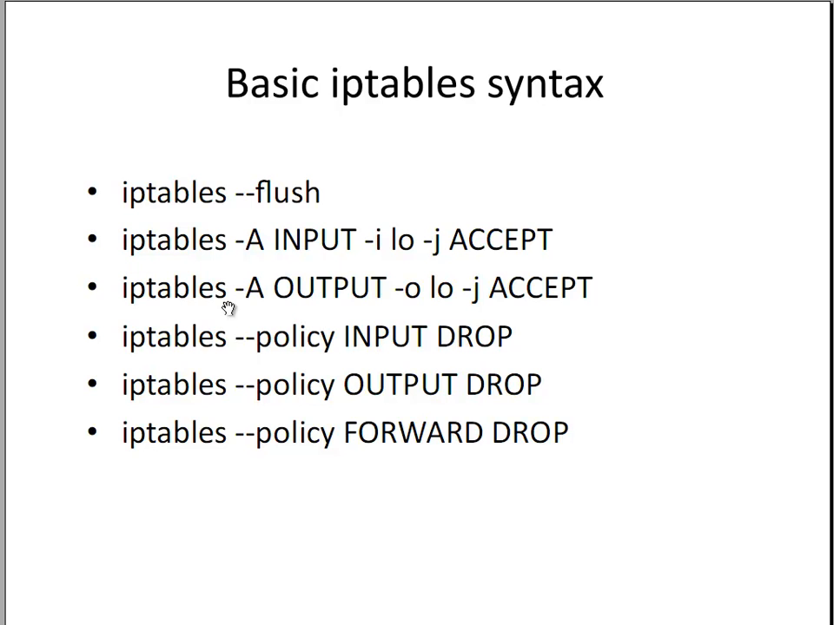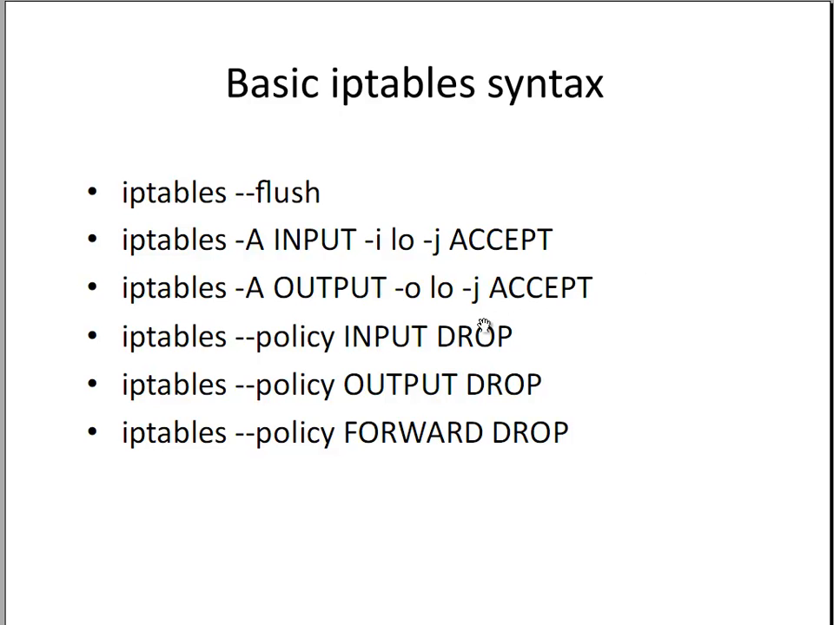Our next rule says iptables append to the output chain, to the outgoing interface loopback, which means that there's inter-process communication between the input and the output on the loopback interface, and we want to accept those as well. And we should always do this. I don't know of an occasion where you'd want to deny loopback access, so you would always want to have these rules in your set of firewall rules.